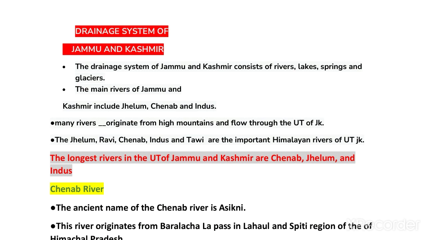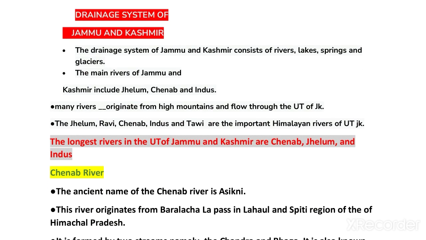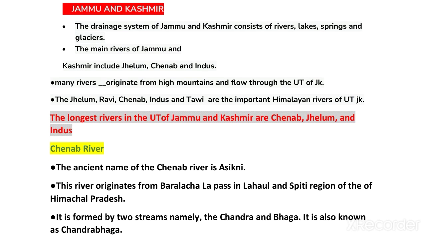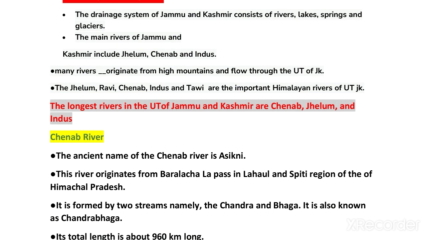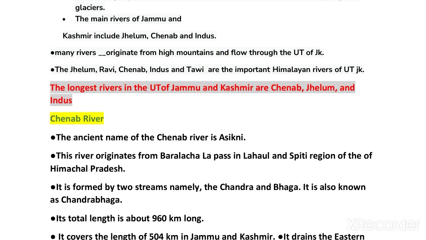Today in this lecture we will discuss drainage system of Jammu and Kashmir. The drainage system of Jammu and Kashmir consists of rivers, lakes, springs and glaciers. Main rivers of Jammu and Kashmir include Jhelum, Chenab and Indus.